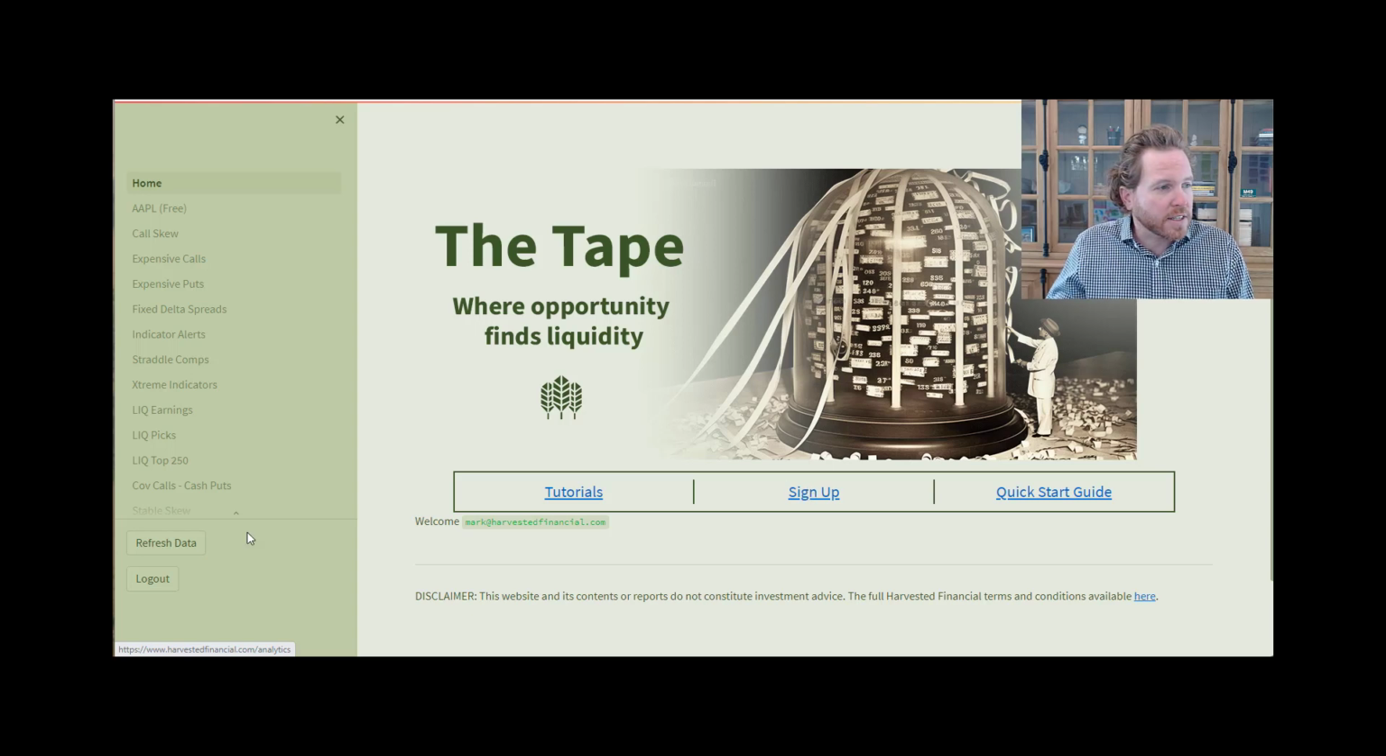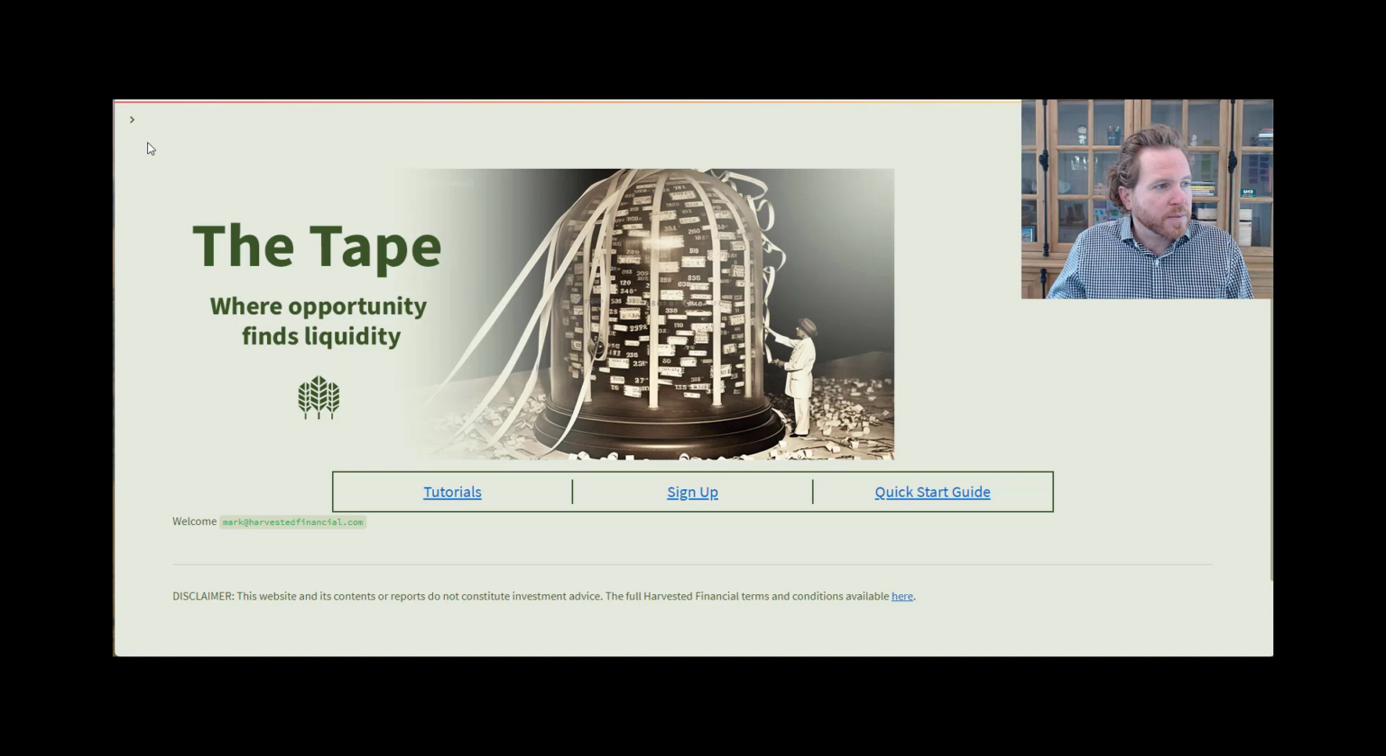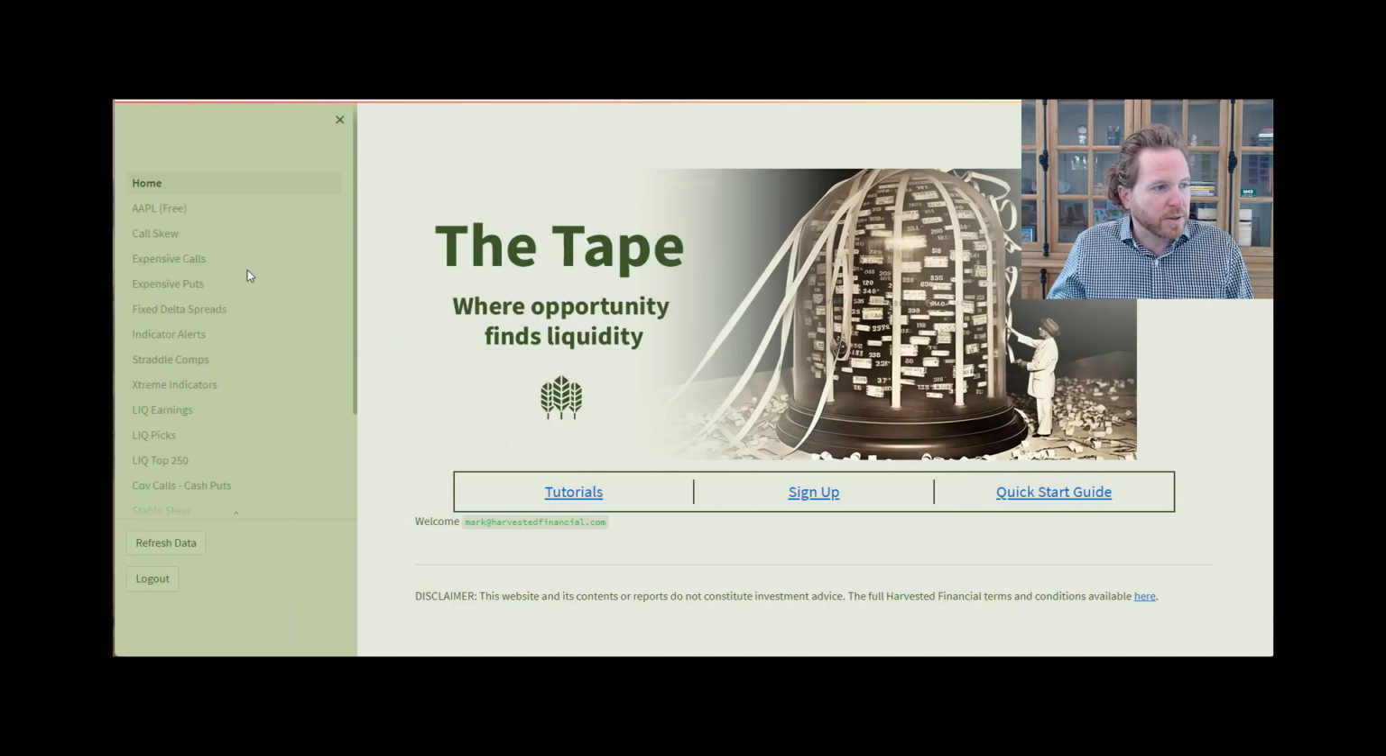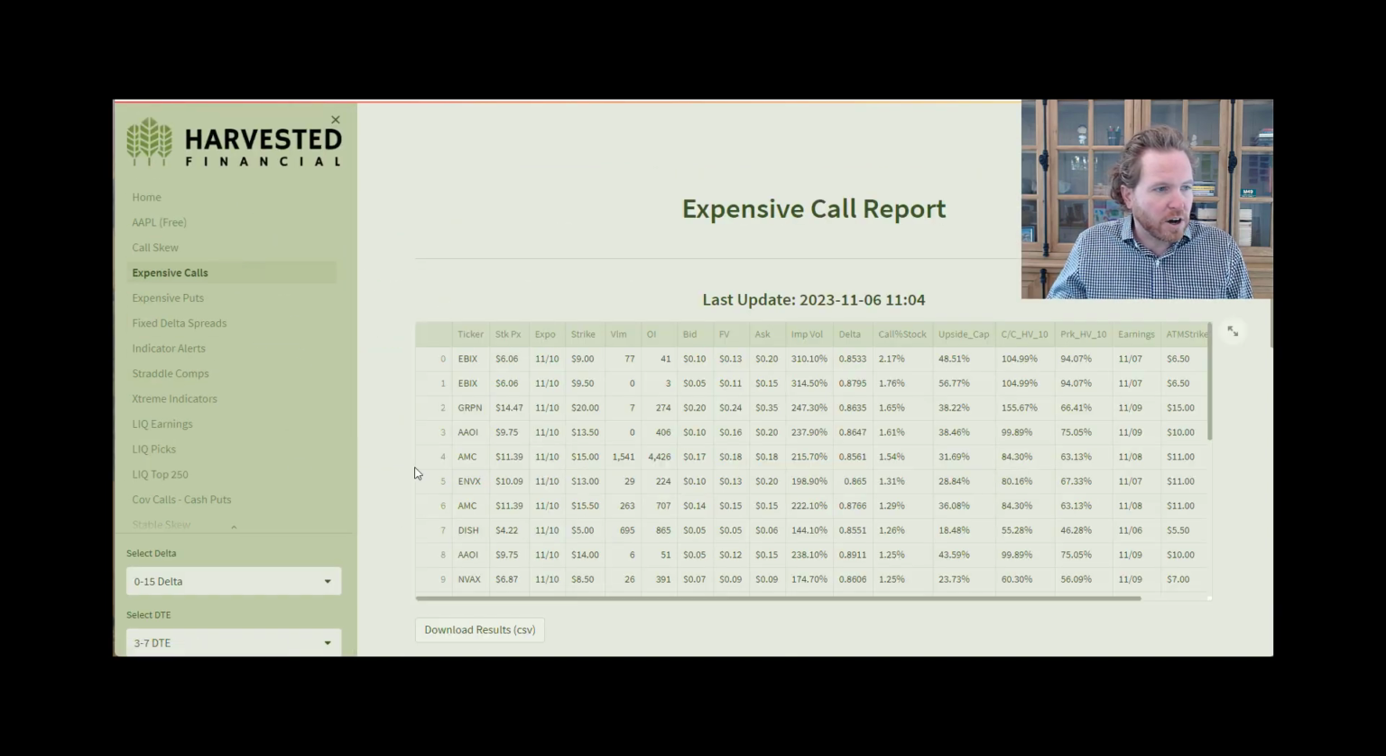So now we can go ahead and take a look at the expensive calls report. I'll navigate on the left-hand side of the page. If that doesn't show, you can expand it with that arrow. So we'll go to expensive calls.